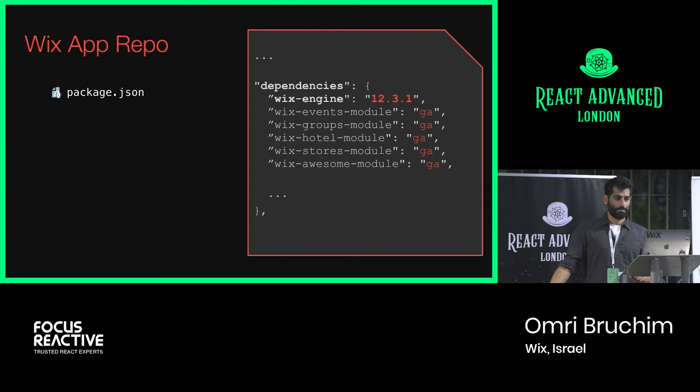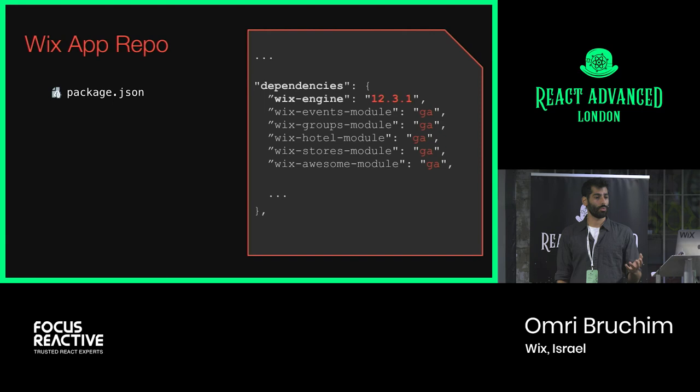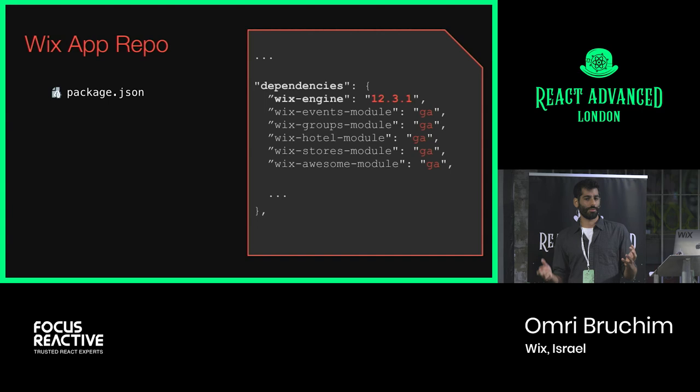So the Wix app repo includes just package.json. It includes the engine and all the models. If I have a new model, say there is a new team in Wix, let's say blog, or I have a new team that's called achievement that wants to put their own mini application into Wix, just add a new line, implement the model.js, put its screen, and it works out of the box.